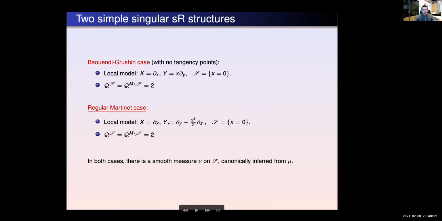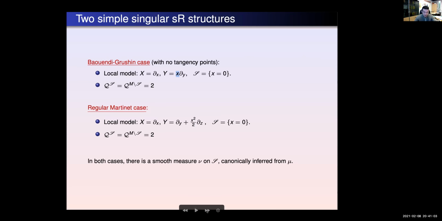For instance, if we consider the Grushin case, of which the local model is written here, the singular set is exactly the set x equals 0, I mean the set at which you have a degeneracy. In that case, the Hausdorff dimension of S is equal to 2. It coincides with the Hausdorff dimension of the regular region, which is outside of S. And for the Martinet case, we have exactly the same Hausdorff dimensions and the same singular set.